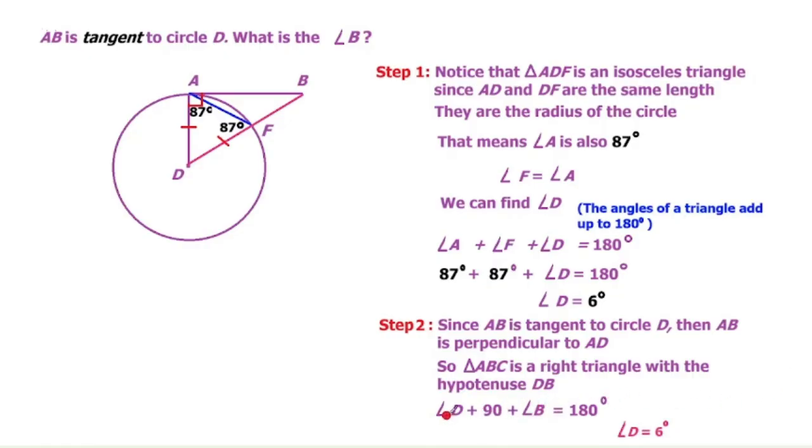So when you solve for this, we put in angle D equals 6, and then we solve for angle B. Angle B equals 84 degrees right here. And that's it. That's all there is to that problem.